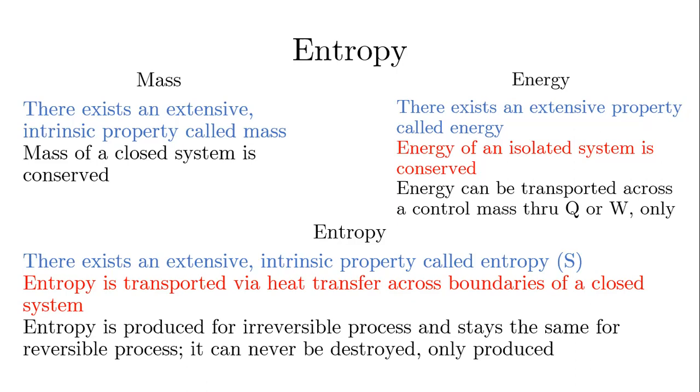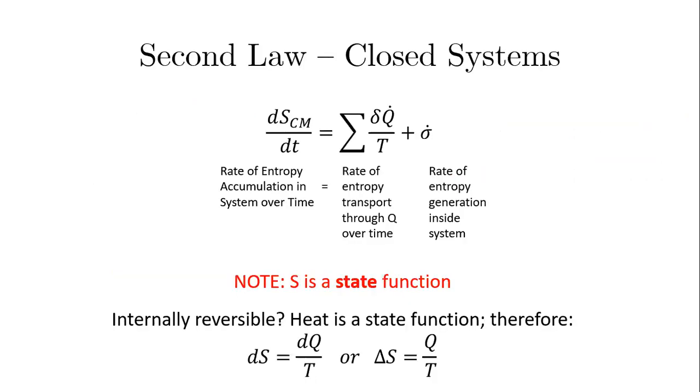Okay, so let's look at it from a mathematical definition. For a closed system, we're going to follow the same way we did it for the first law. For the first law, we did closed systems, then we did open systems. We should do the same thing here. It's easier to understand the second law incrementally.